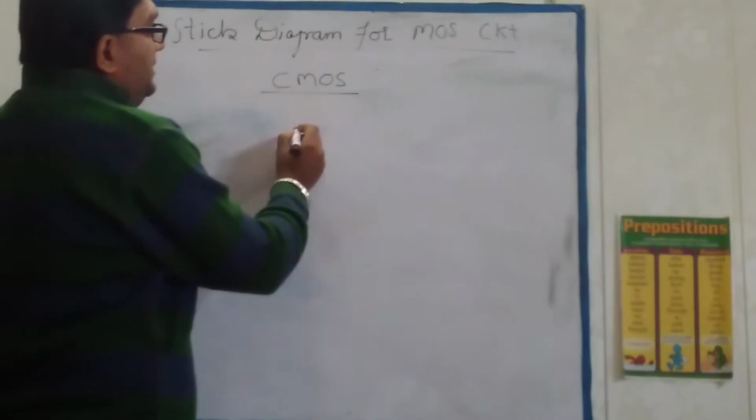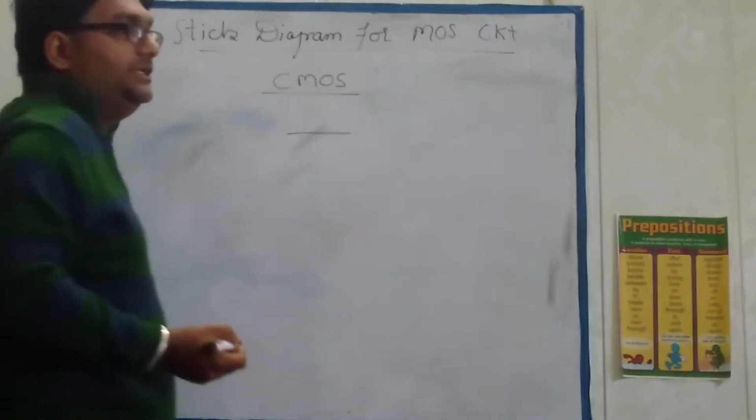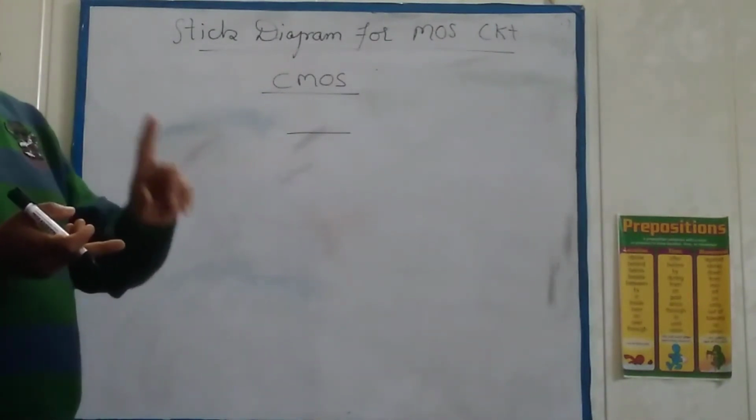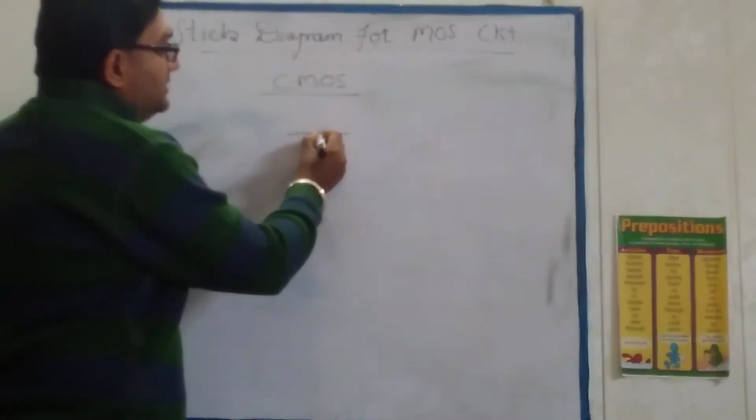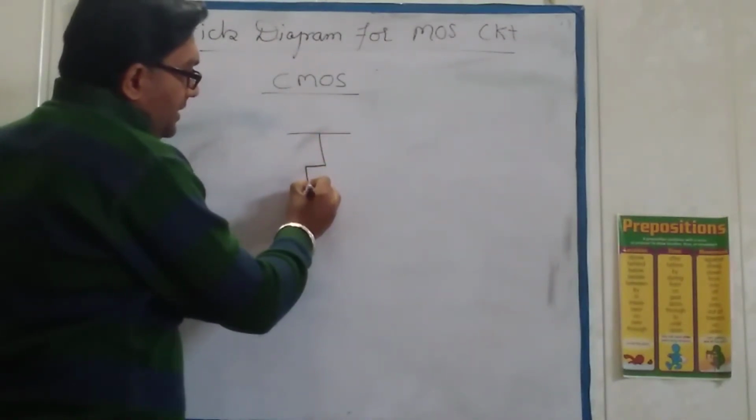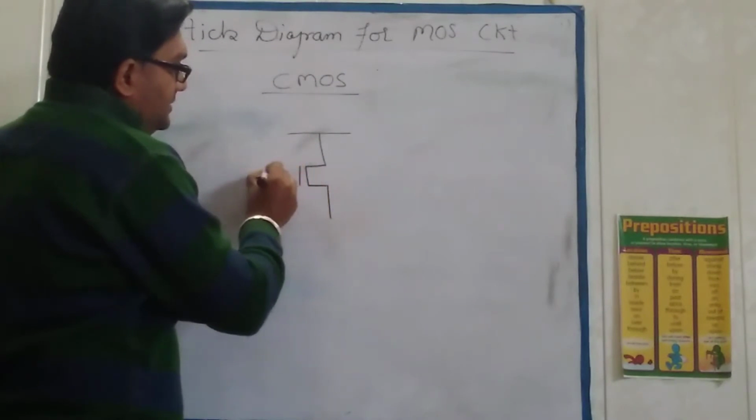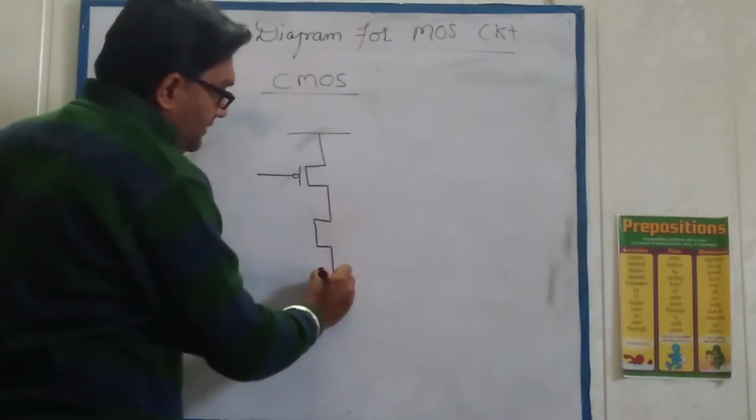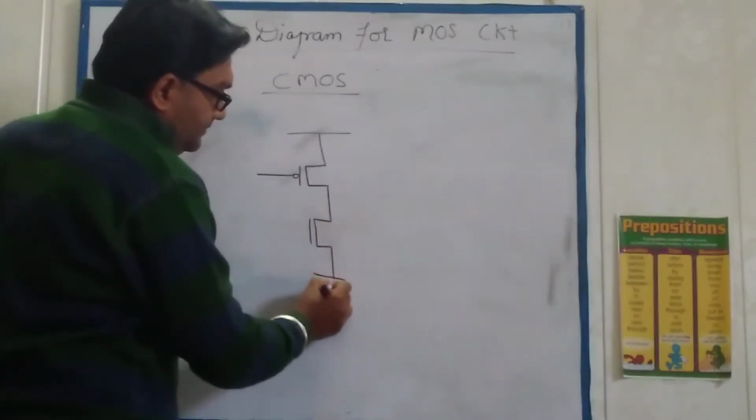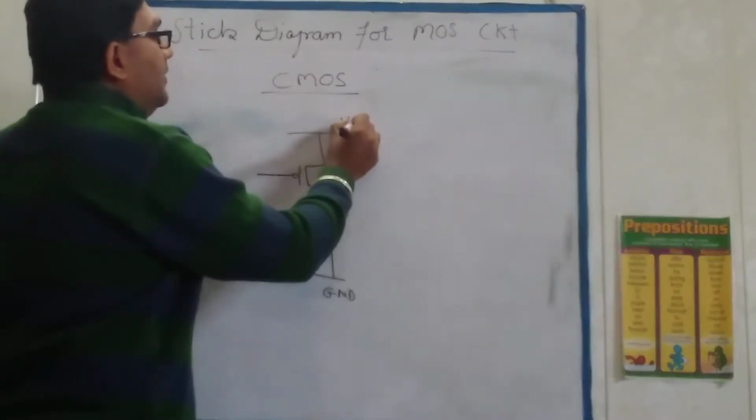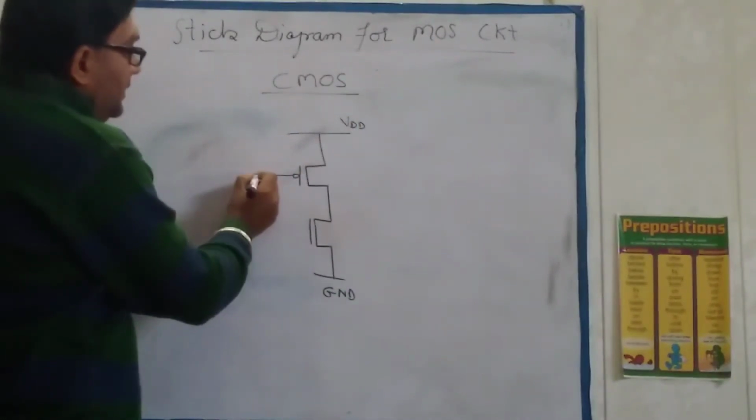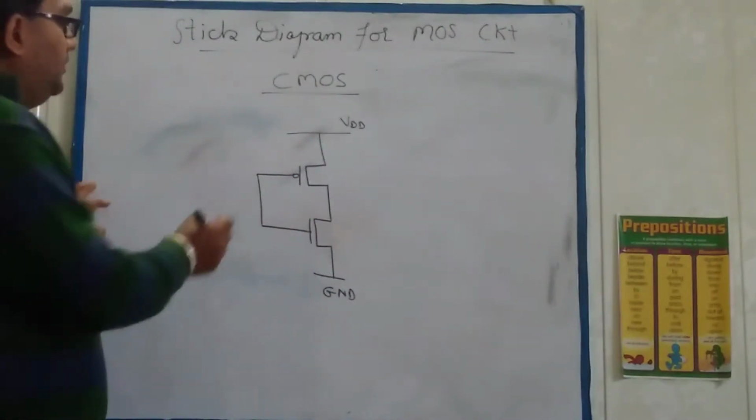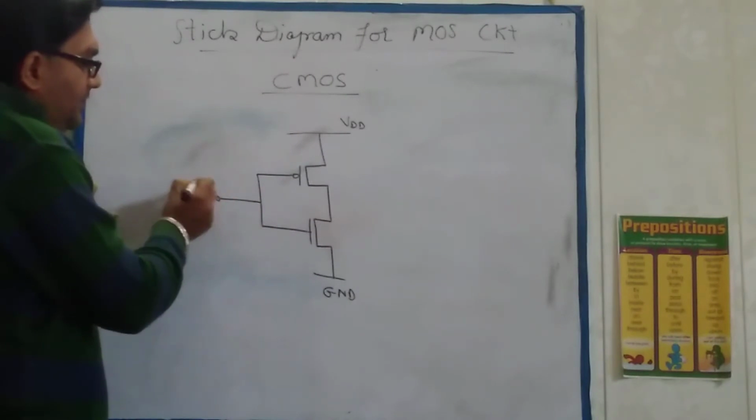So how do we form a CMOS inverter? CMOS is a combination of PMOS and NMOS. That means it requires two transistors, one PMOS and one NMOS. How is it connected in a circuit? The upper transistor is the PMOS, and the lower one is the NMOS. The upper supply is VDD, and this is ground. The gates of the two transistors are shorted together.